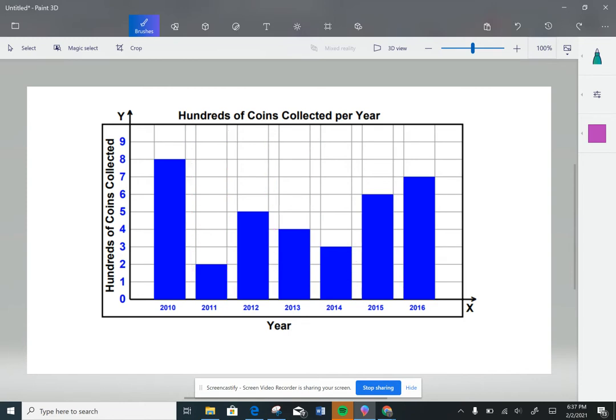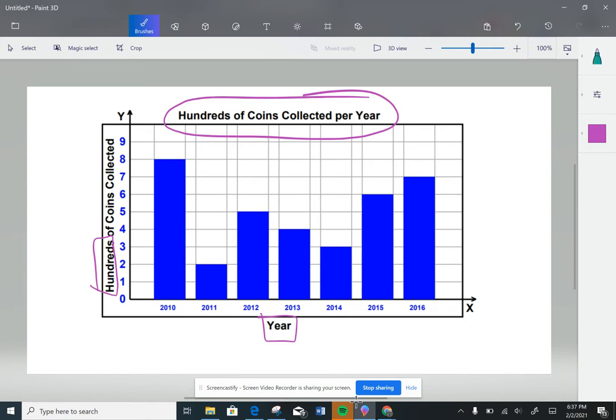Next, we're going to look at the title. So our title up here says hundreds of coins collected per year. So we're going to be talking about coins and how many were collected per what year, right? So our y-axis is labeled with hundreds of coins, and our x-axis on the bottom is labeled in years.